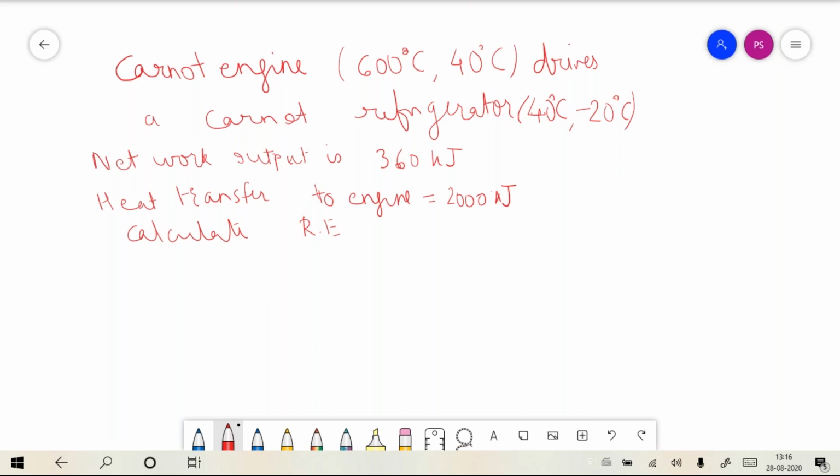You are required to calculate the cooling effect or refrigerating effect. I want you to calculate this and put down your answers in the questions column along with your names. You draw the schematic first.